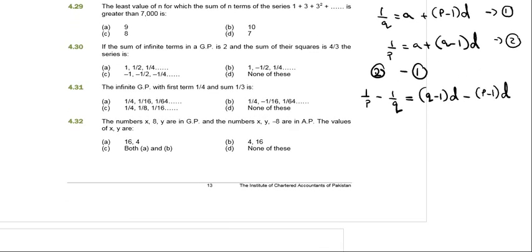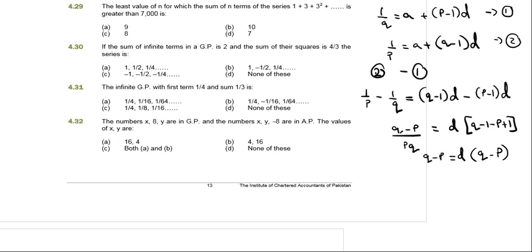Now if you take d common on the right hand side, we will be left with q minus 1 minus p plus 1, and on the left hand side we will have q minus p over pq. So our right hand side will now become q minus p, because plus 1 minus 1 cancel out, and on the left hand side we will have q minus p over pq. q minus p and q minus p will cancel out, d will be equal to 1 divided by pq.